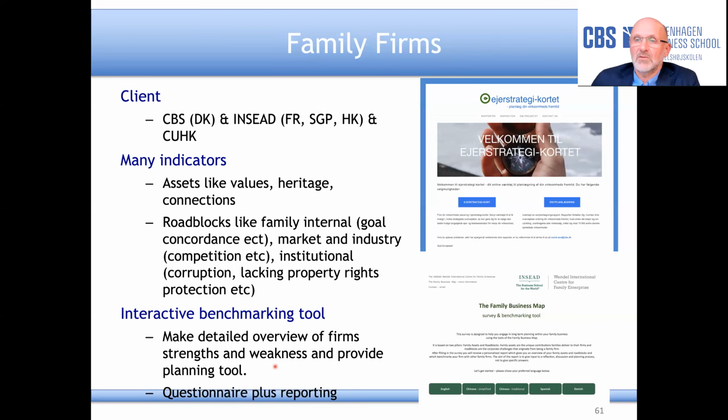And it all depends on what kind of values is in the family, what kind of heritage, what kind of connections. We measure different aspects, different assets for the company, and some of the roadblocks that a family might face, both internally from the market and the industry, from the institutional setting. And so we basically ask them a bunch of questions like that, and based on that, we give some advice about what should be their natural next step and what they should try to consider in terms of continuation of this company.